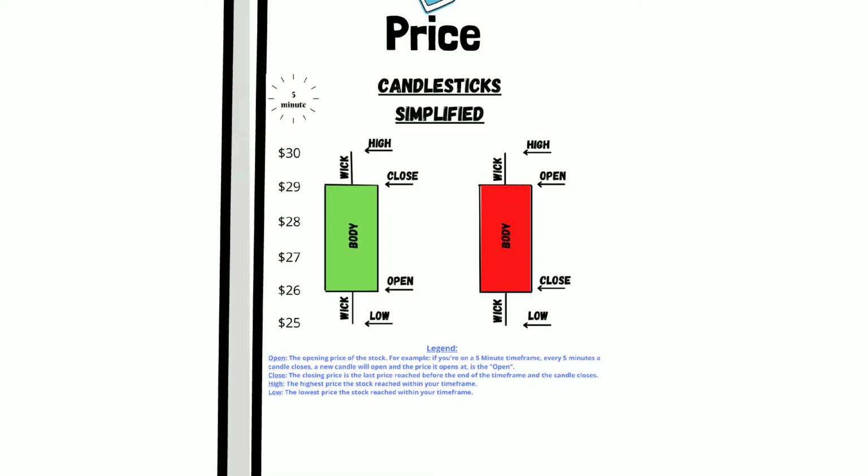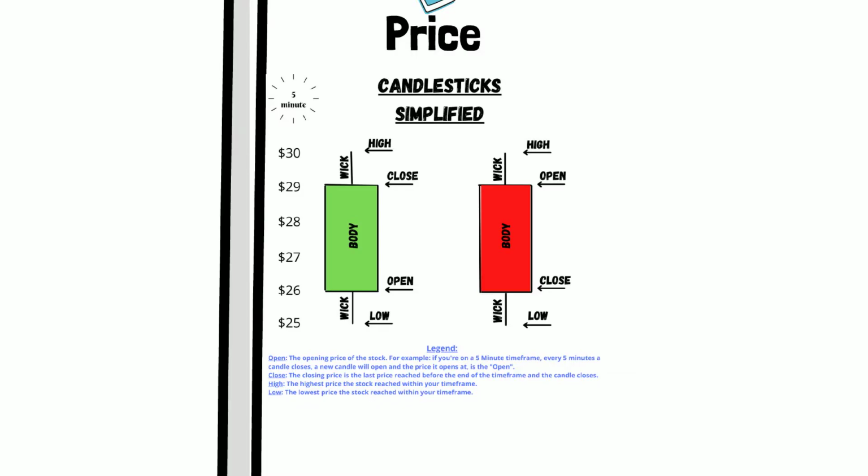I made an infographic showing the details of a candlestick. The legend is at the bottom, so if you want to pause the video and review it, go right ahead. And just like a normal candle, you have a body and the wicks. The length of the body plus the wicks shows the price the stock has reached within a certain period of time. You can choose different time frames, but for this example, we'll use the 5-minute time frame.